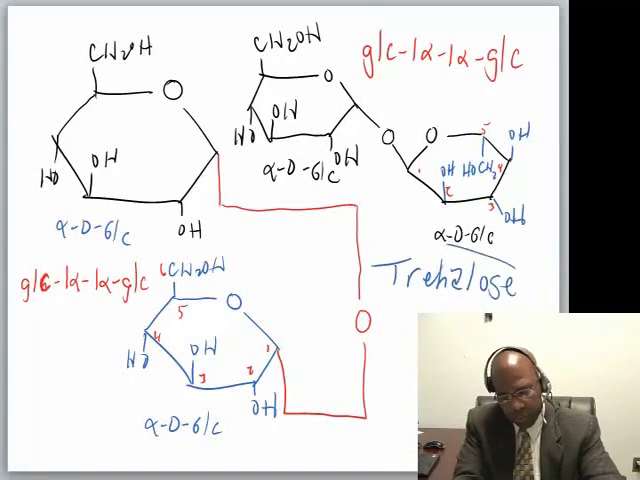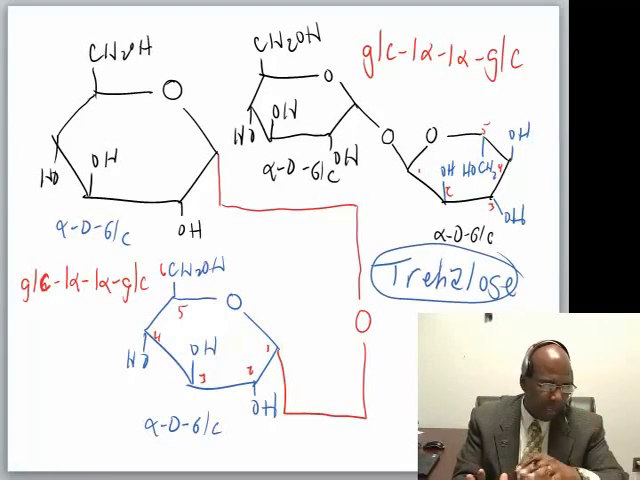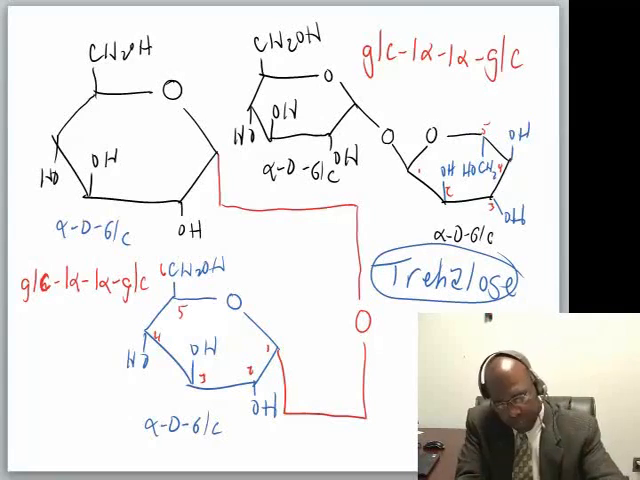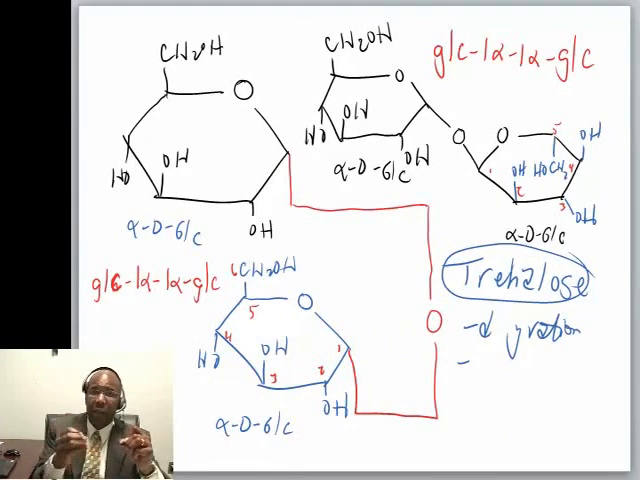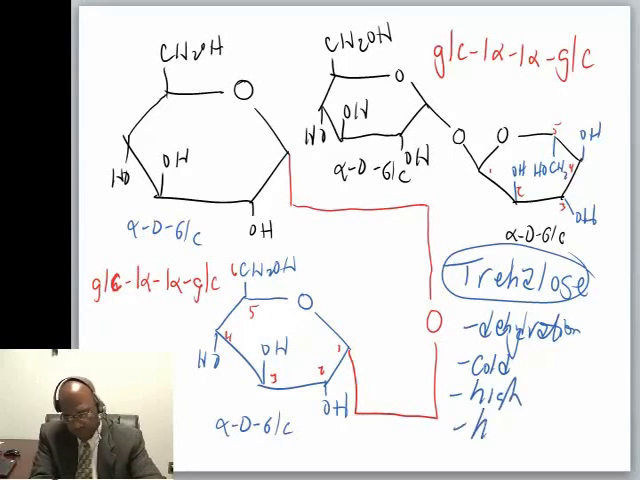Trehalose is the name of this compound. And this compound protects insects from certain conditions. It protects them from dehydration, because it's found in their lymph, or in their blood, which is called hemolymph. It protects them from dehydration. It protects them from cold. It's a cryoprotectant. It protects them from high salt concentrations and from high temperatures and from heat.